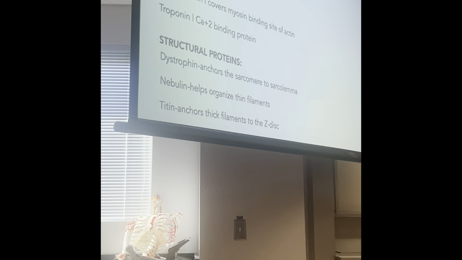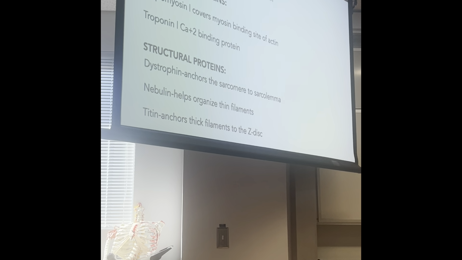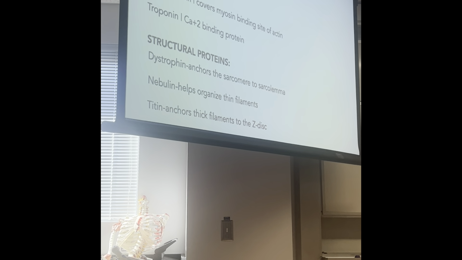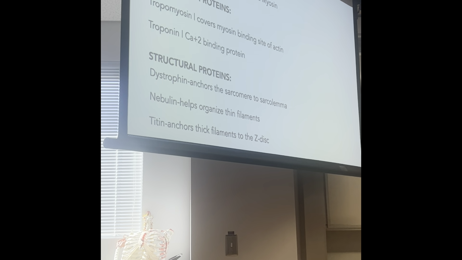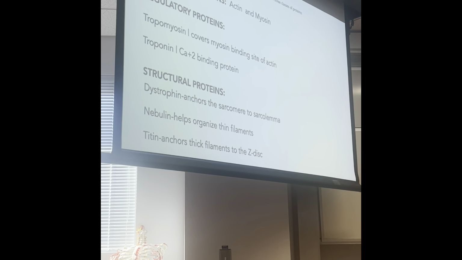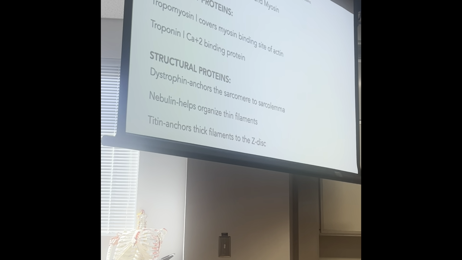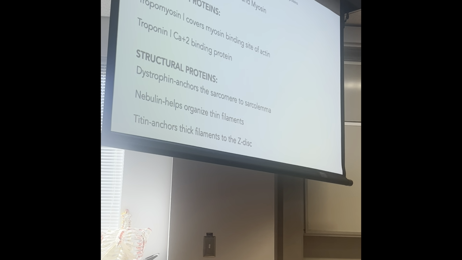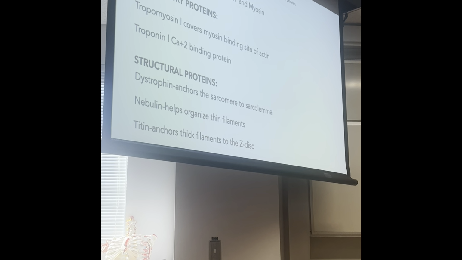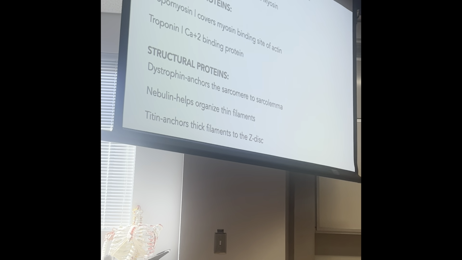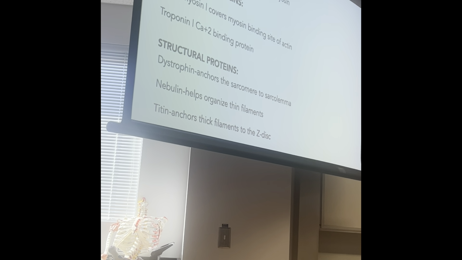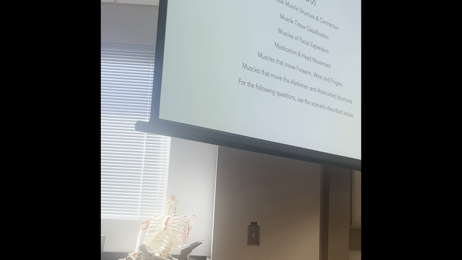What regulates the contraction of muscle at the sarcomere is troponin and tropomyosin. These form a complex that actually covers the actin. When calcium is released into the cell, it lifts off this troponin and tropomyosin complex and facilitates the binding of actin and myosin. Lastly, there are these structural proteins. The one that's important here is dystrophin. It's associated with muscular dystrophy.